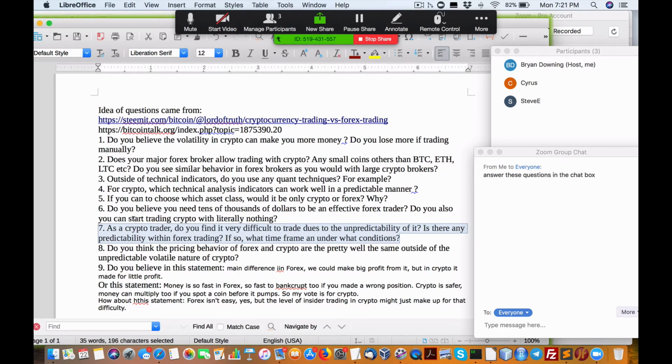I can ask Steve if he wants to answer this question via the chat box, the group chat. Do you find it very difficult to trade due to the unpredictability of crypto trading? And that's part one. And is there any predictability within forex trading? Based upon your experience, you might be able to answer this, Cyrus. Is there any predictability within forex trading? If so, what time frame and under what conditions would you think?